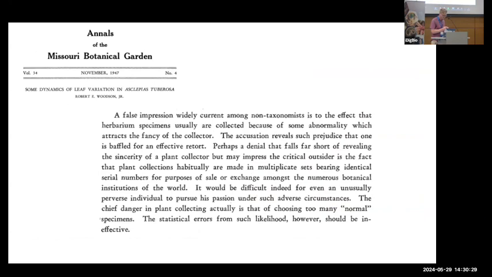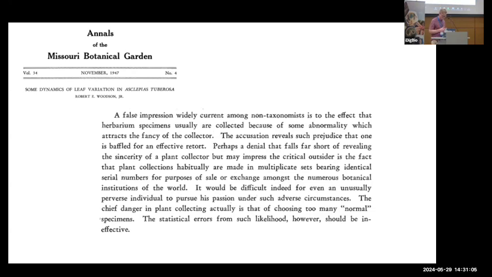because of some abnormality which attracts the fancy of the collector. The accusation reveals such prejudice that one is baffled for an effective retort. Perhaps a denial that falls far short of revealing the sincerity of a plant collector, but may impress the critical outsider, is the fact that plant collections habitually are made in multiple sets bearing identical serial numbers for the purposes of sale or exchange amongst numerous botanical institutions of the world. It would be difficult indeed for even an unusually perverse individual to pursue his passion under such adverse circumstances.